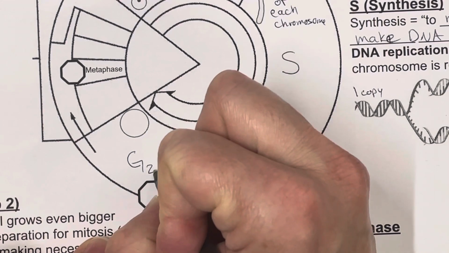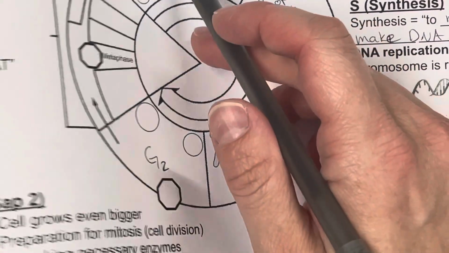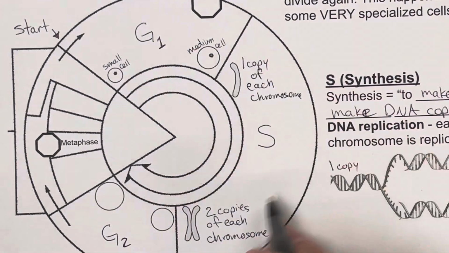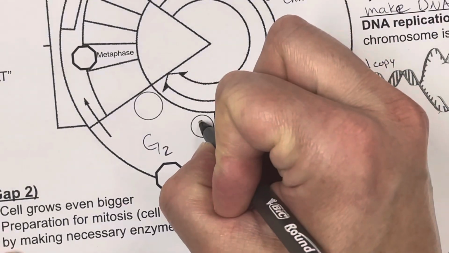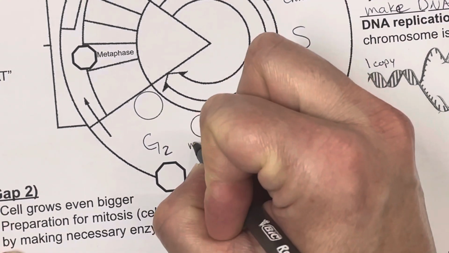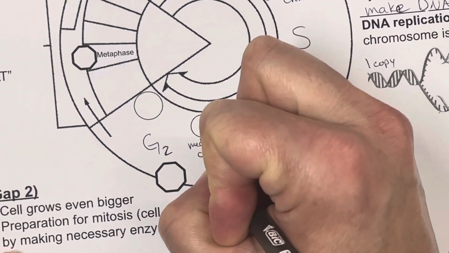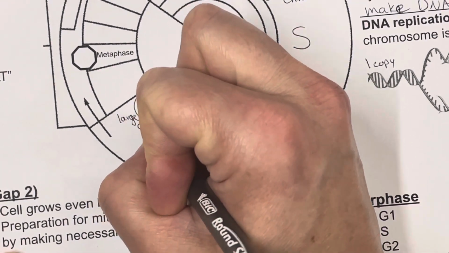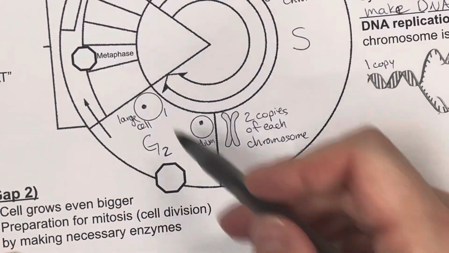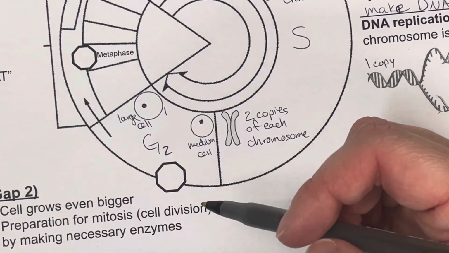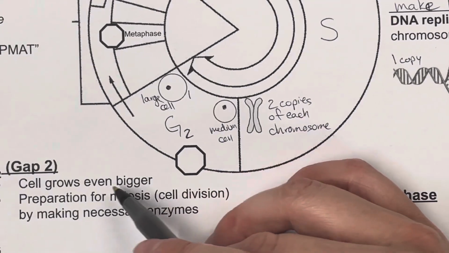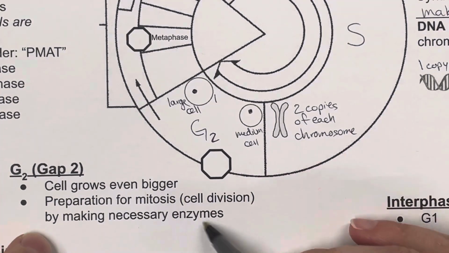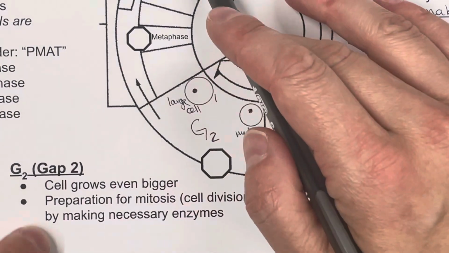G2. Notice it's G1, S, then G2. 1 is not immediately followed by 2. We start off with that medium cell and we end up with a large cell. That large cell now needs to be divided. During G2, the cell grows even bigger, preparing for mitosis, which is the cell division, by making enzymes. So it makes the enzymes necessary for the next step, which is mitosis.